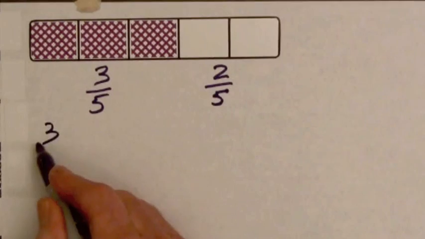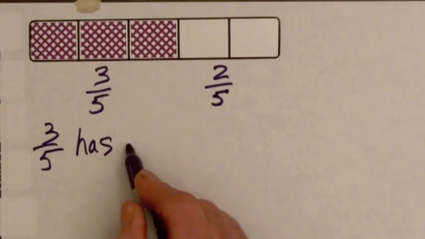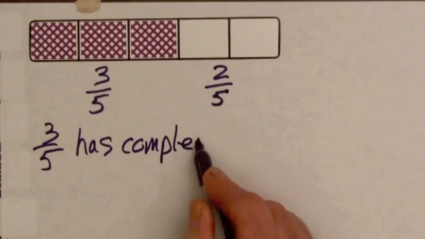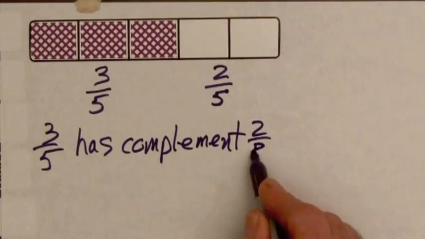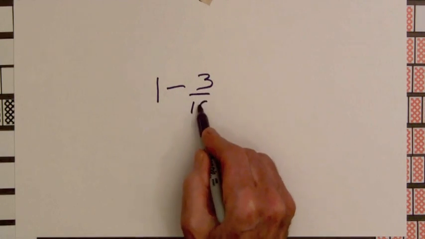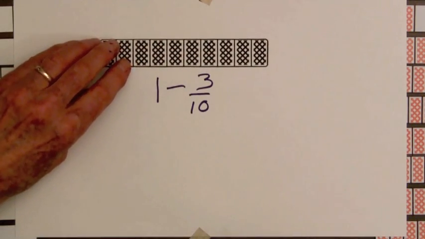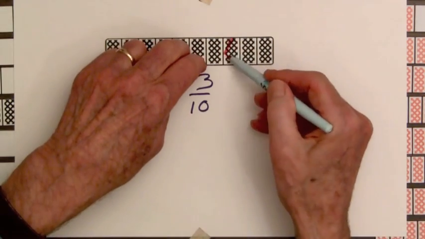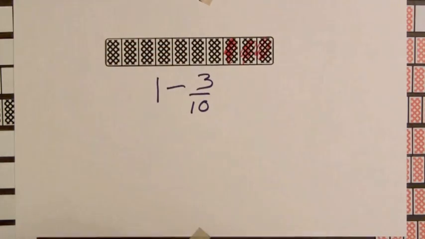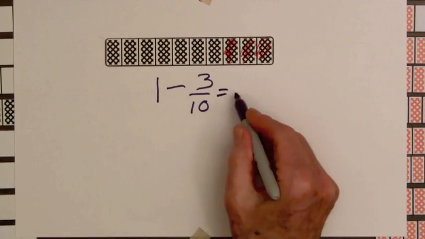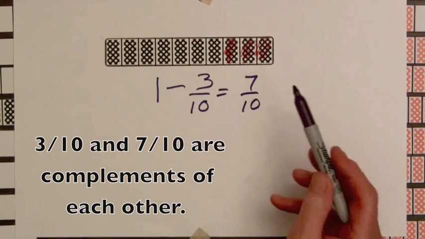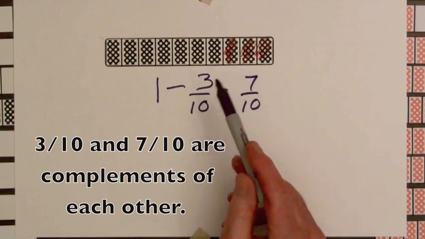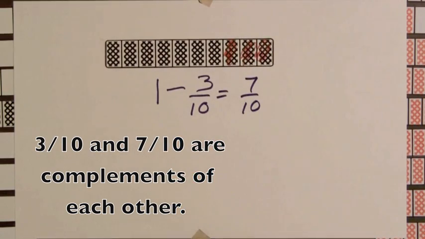So we can write 3/5 has complement 2/5. The complement is useful when subtracting a proper fraction from a whole number. 1 minus 3/10 can be illustrated by a whole bar for tenths, and we want to take away 3/10, so we can cross off 3 parts out of 10. 1 minus 3/10 is 7/10. 7/10 is a complement of 3/10, and together 7/10 and 3/10 complete a whole bar.